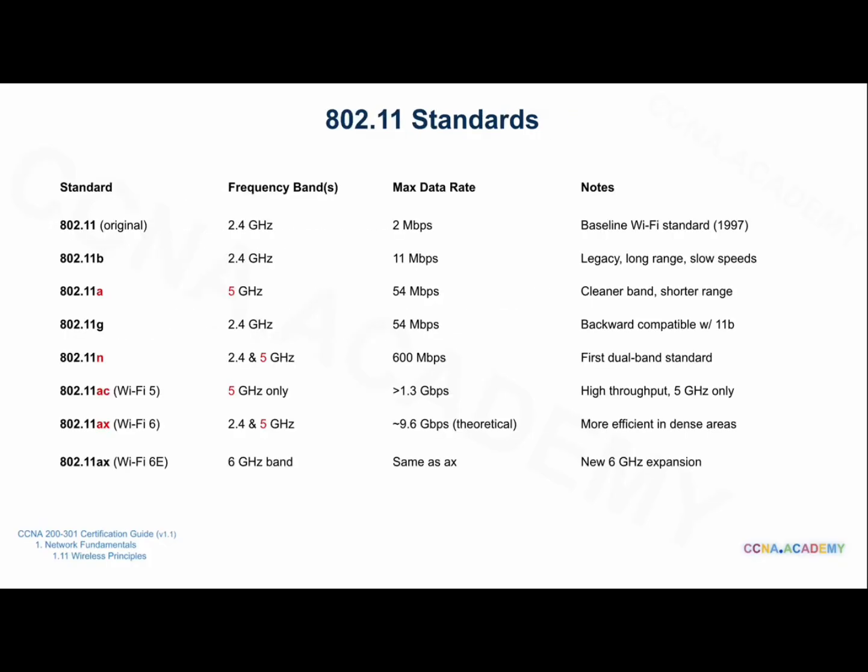Here, we're looking at how Wi-Fi has evolved across the different 802.11 standards. The very early versions, like 802.11b and g, ran only in the 2.4 GHz band and offered relatively slow speeds.